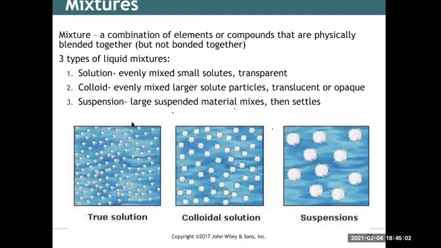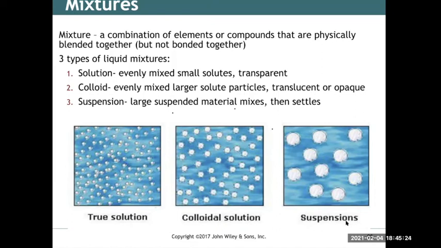And then the next one is called a suspension. Large particles are mixed in water as long as things are moving around, but if you let it sit still or you spin it down, those would settle down because they're too big to really stay dissolved and mixed up evenly right there. So these are called suspensions.